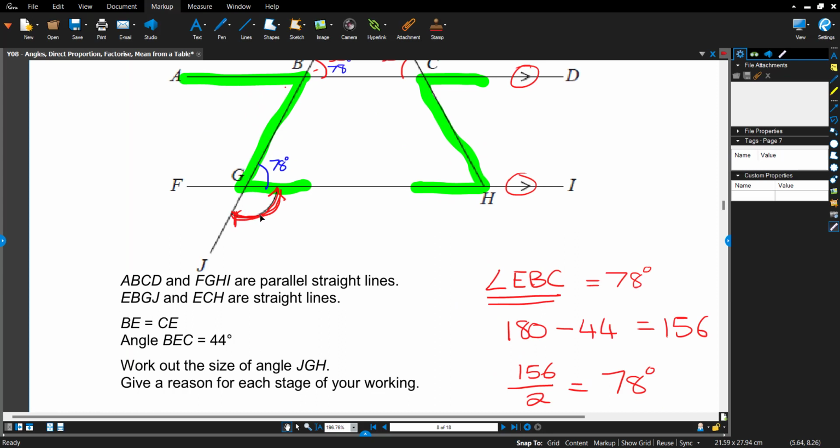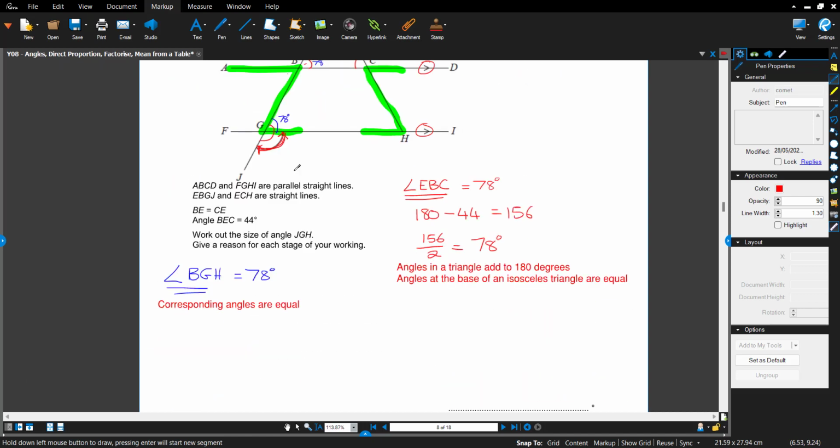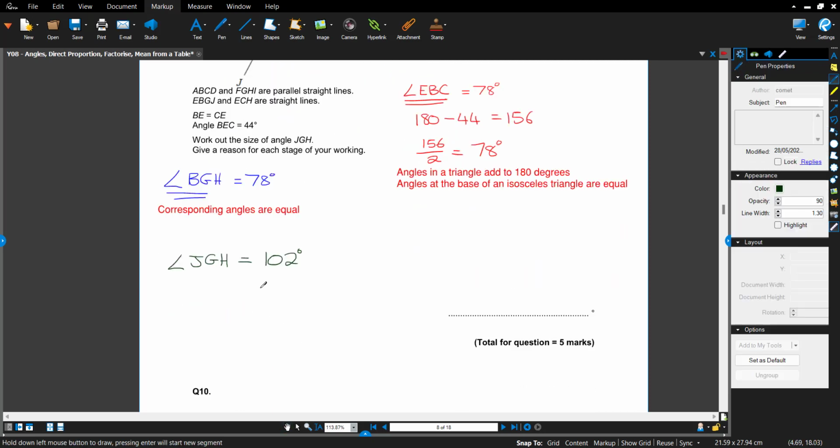Now we need that angle there. Well, the easiest way I would say is, you know, that's a straight line. So that's 180 degrees. 180 minus 78 degrees gives us our answer. So JGH, let's use a different color. So angle JGH equals, so it's going to be 180 minus 78, which is 102 degrees. So let's just write down that 180 minus 78 equals 102 degrees.